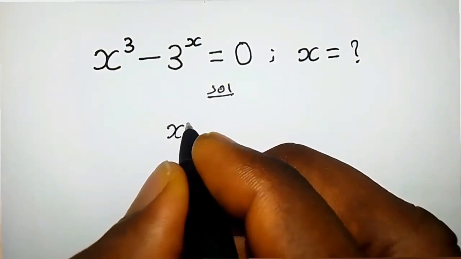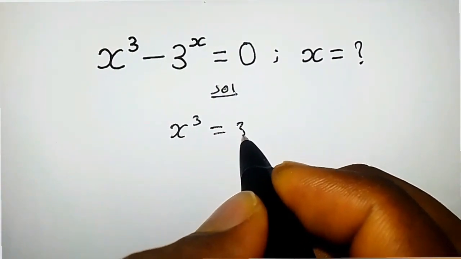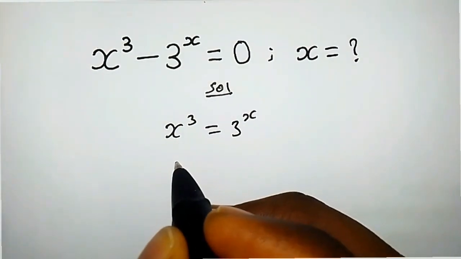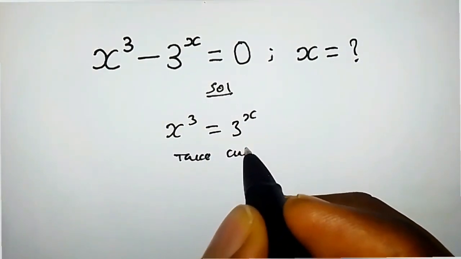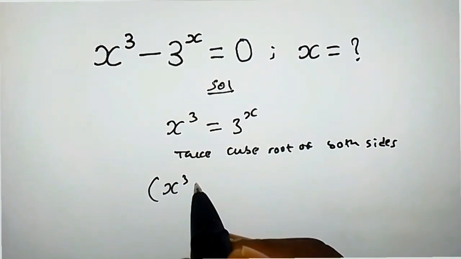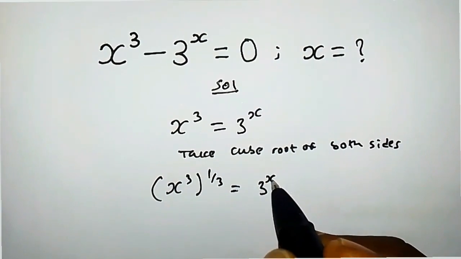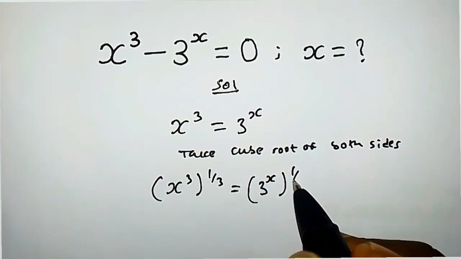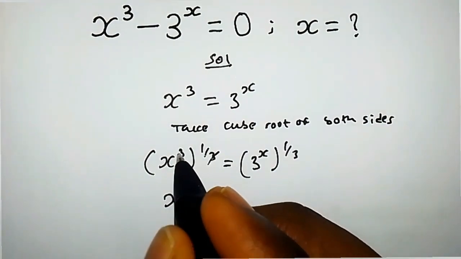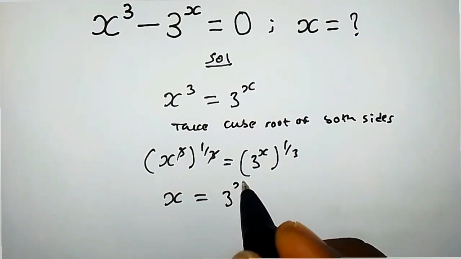We have x to the power of 3. When we transfer this to the right hand side, we have 3 to the power of x. Now let's take the cube root of both sides. If we do that, we're going to have x to the power of 3 times 1 over 3 equals 3 to the power of x times 1 over 3. From here we have x, because these cancel each other, so this equals 3 to the power of x over 3.